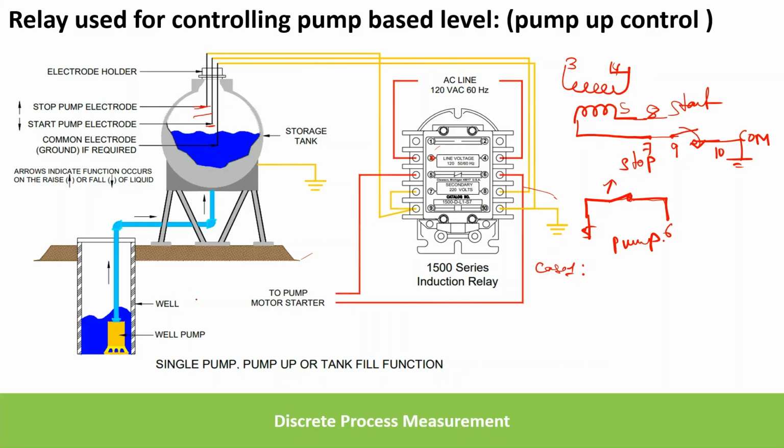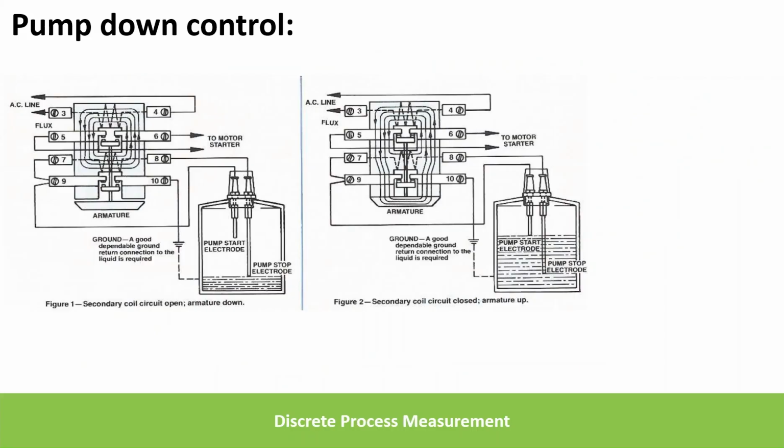And this pump which is being controlled is a well pump which is below the ground. This is a pump up control, means whenever the tank level is high, the pump needs to be stopped. Whenever tank level goes low, the pump needs to be started. So one more application is this pump down control, means suppose you are using some sewage tanks where whenever the tank level goes high, that time you need to turn on the pump. Whenever tank level goes low, the pump needs to be stopped. This is opposite to pump up control.